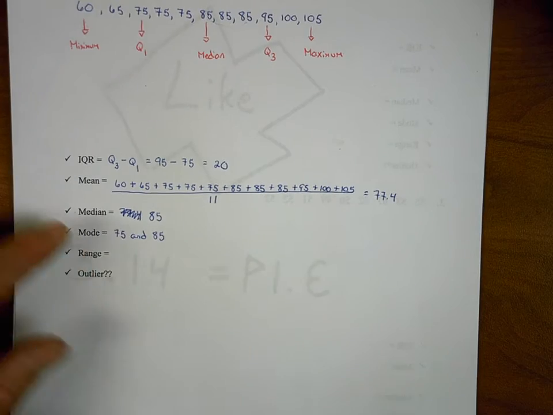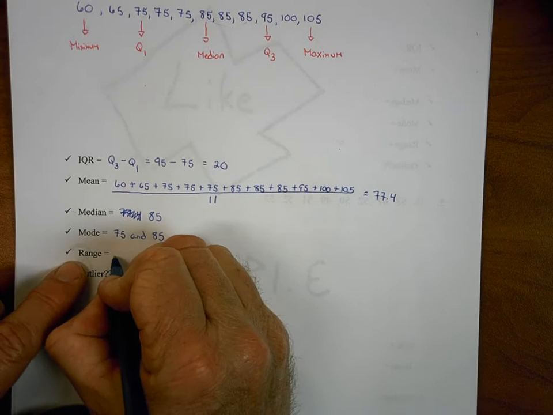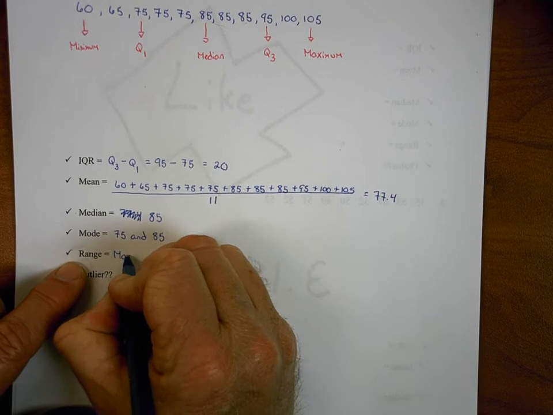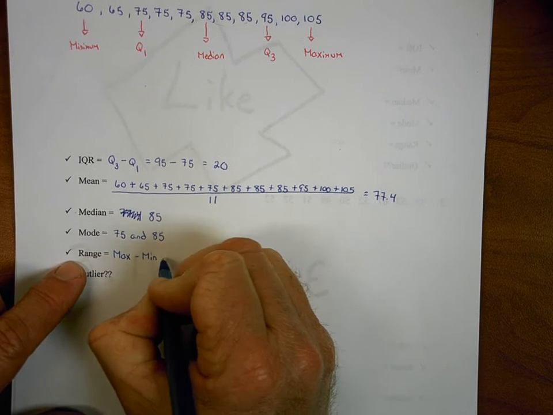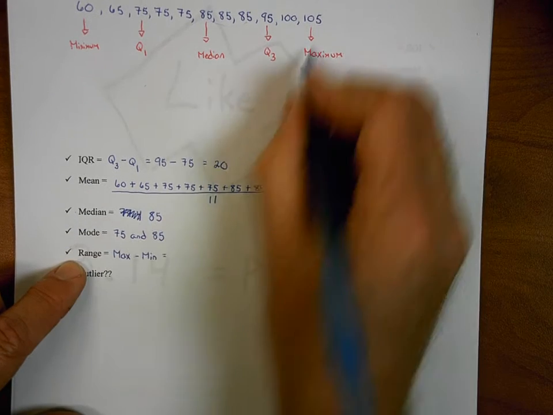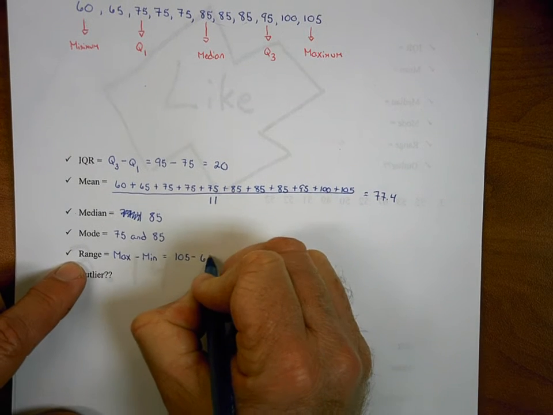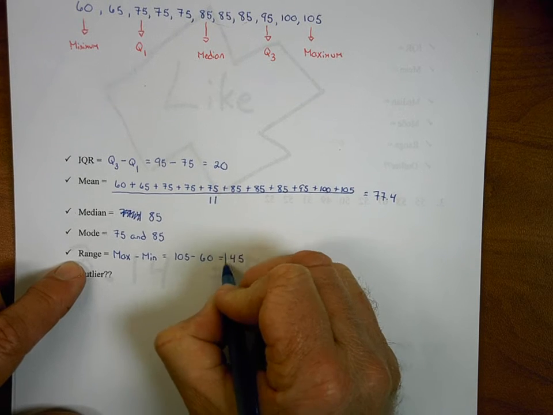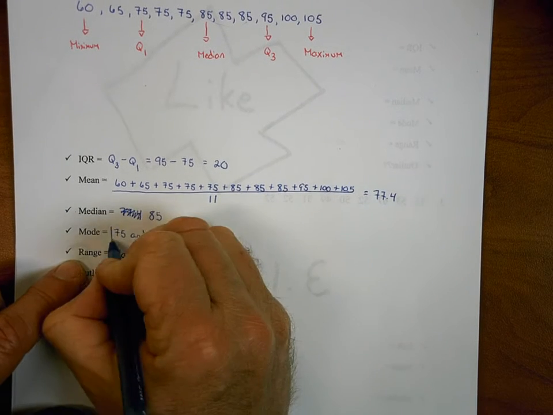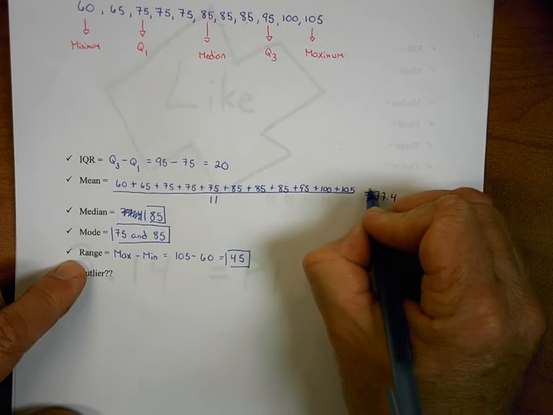My range is going to be, to find my range, what you do is you take your maximum value and then you subtract from it your minimum value. My maximum value is 105, my minimum value is 60, so my range is going to be 105 minus 60, which is going to be 45. So these would be all of my solutions here to these values.